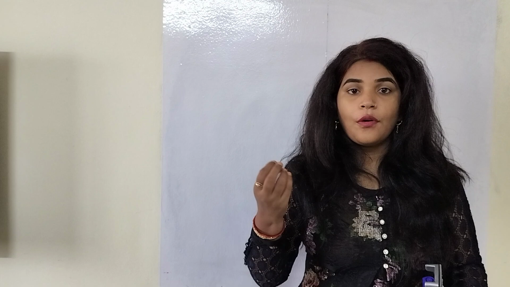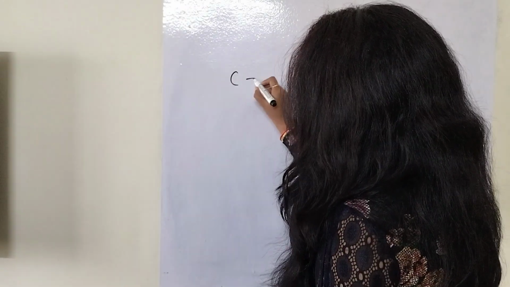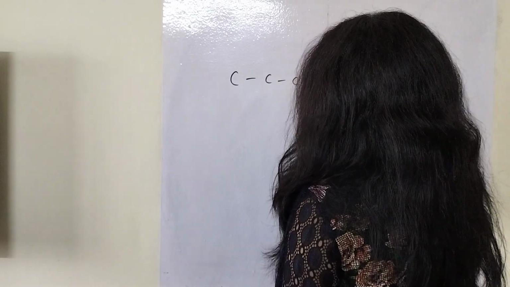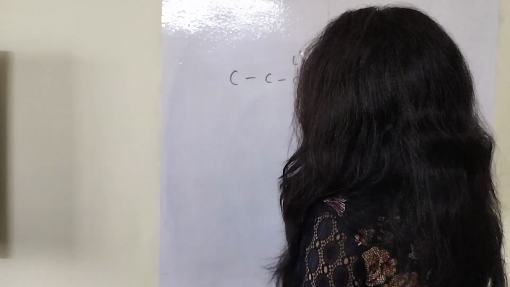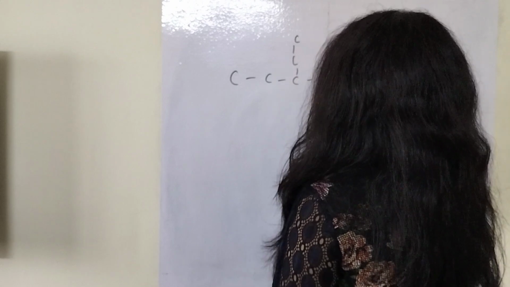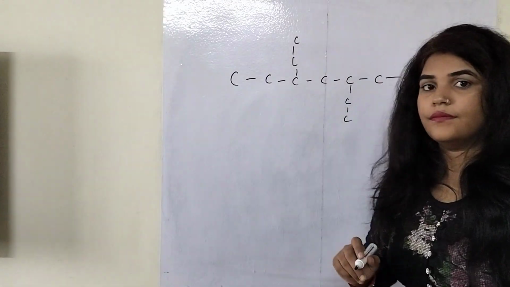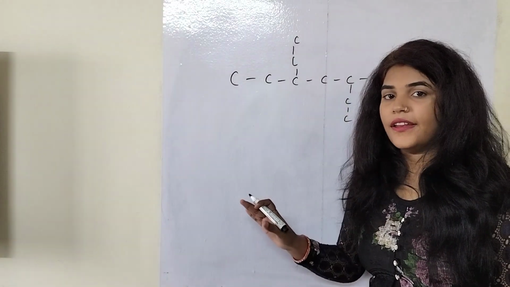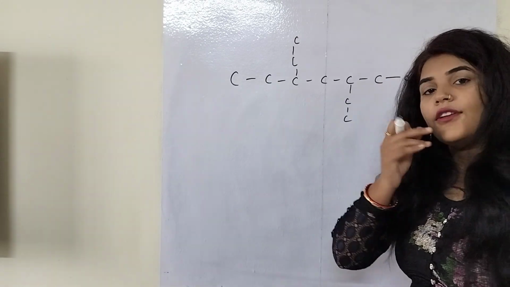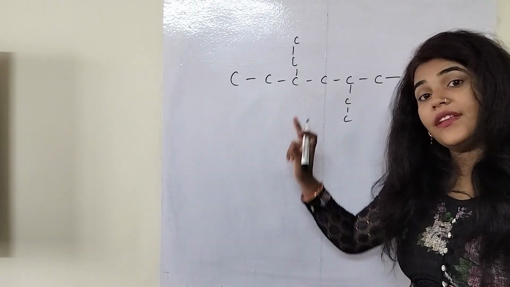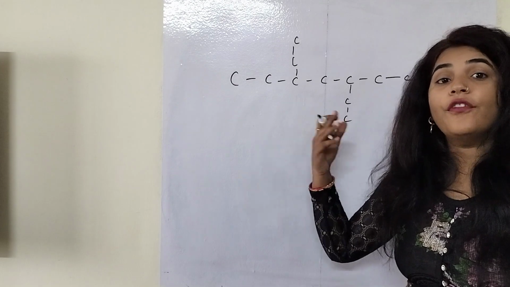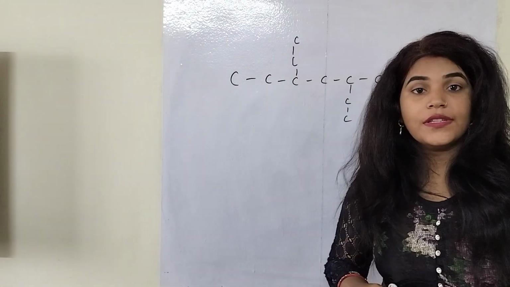Now we are going to see the nomenclature of compounds when more than one substituent is present. Last time we saw organic compounds with only one substituent. But if there is more than one substituent, how are we going to name that compound? That we are going to see today.